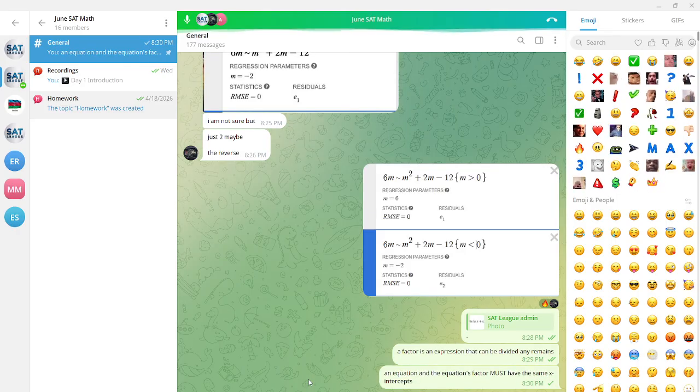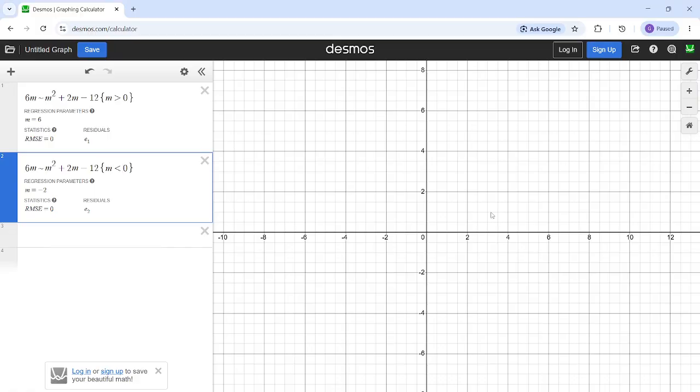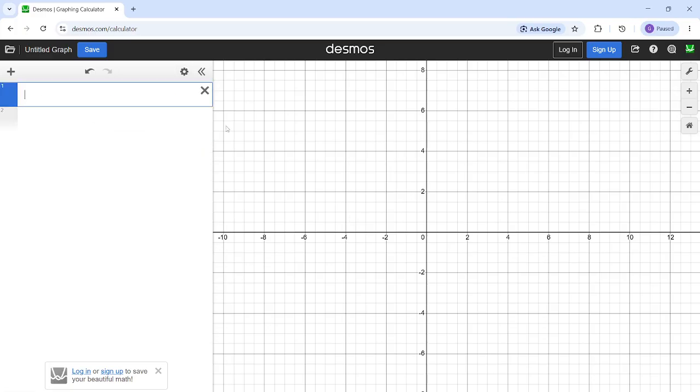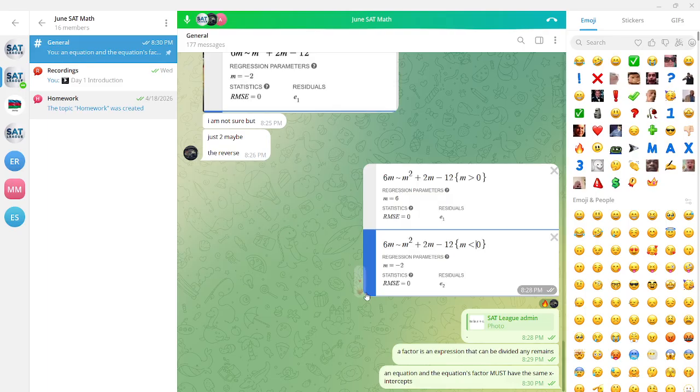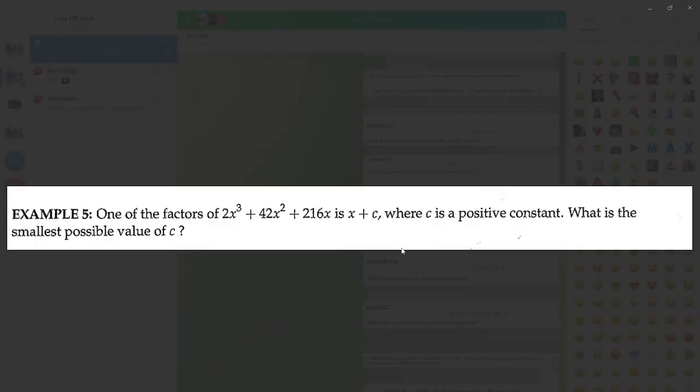X-intercept is when the lines cross this x-axis, right? So the rule is a factor of the equation and the equation itself must always have the same x-intercepts. Now, if you go back to this question right here, it reads: one of the factors of this equation is x plus c, where c is a positive constant. What is the smallest possible value of c?